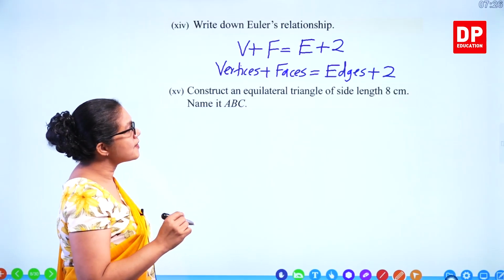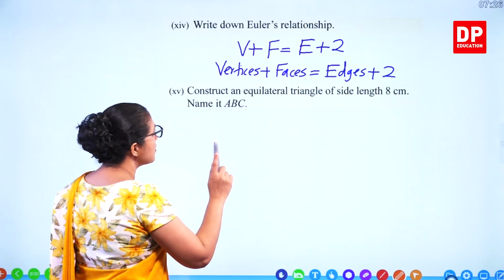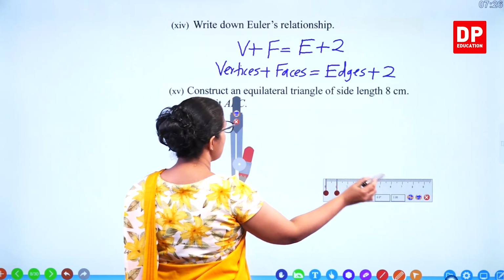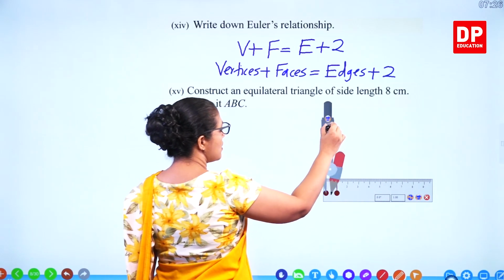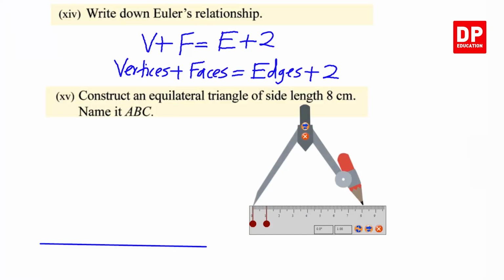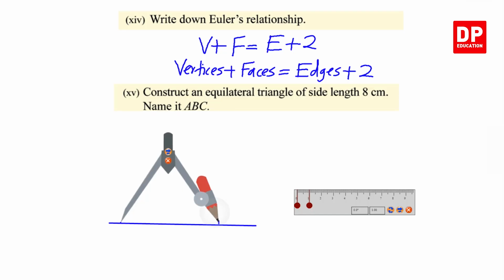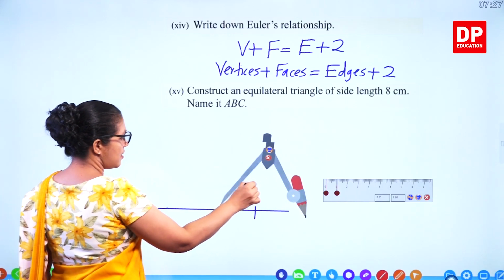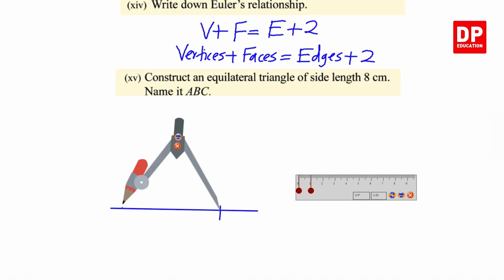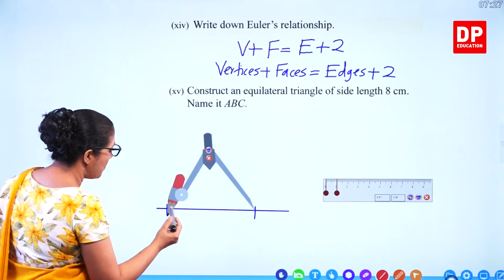Construct an equilateral triangle of side length 8 centimeters and name it ABC. So what you need to construct? You need the compass and the ruler. What's the length there? 8 centimeters. So what you have to do? You have to take 8 centimeter length. So you take the compass and keep on top of the line segment and you can draw the arc. Then take the compass and keep on top of this arc and then you can draw the other arc. So the length is 8 centimeters. So we'll mark AB.